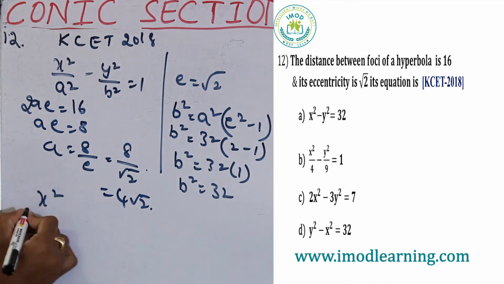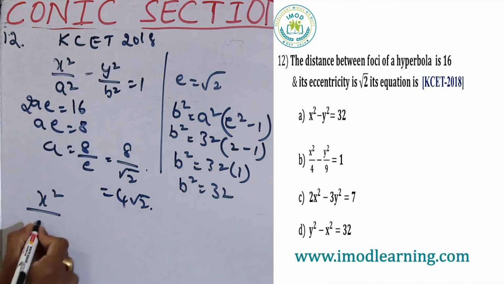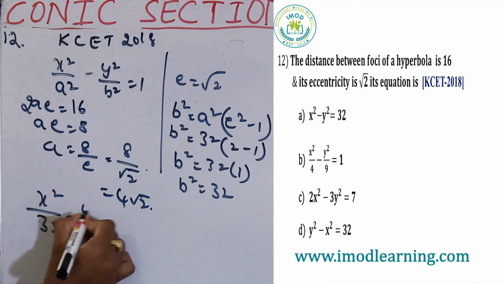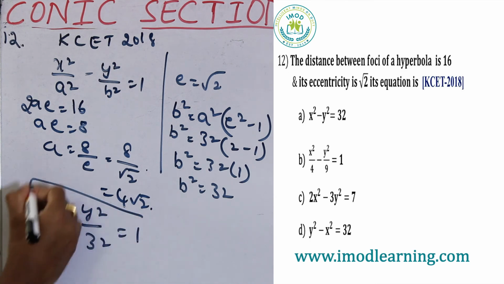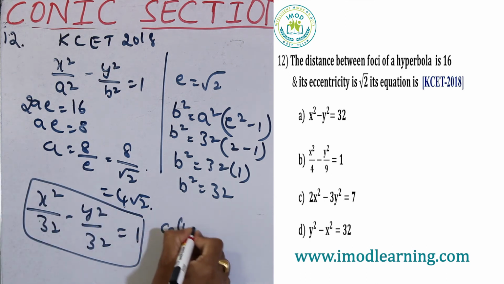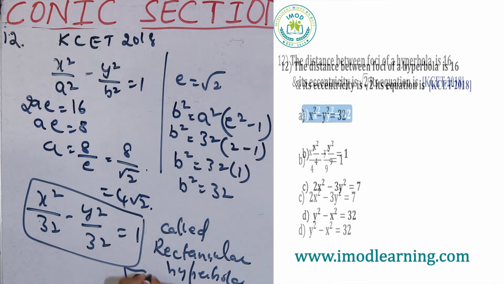So x square divided by a square, where a is equal to 4 times root 2, a square is 32, minus y square divided by 32, which is equal to 1. We call this a rectangular hyperbola. Rectangular hyperbola. Option you have is A.